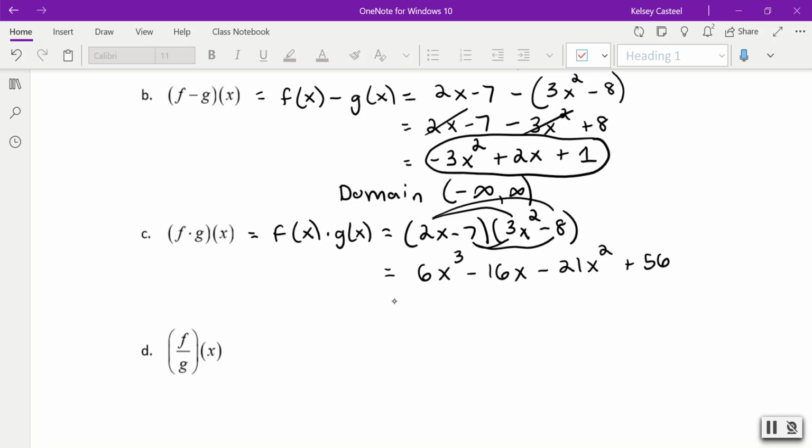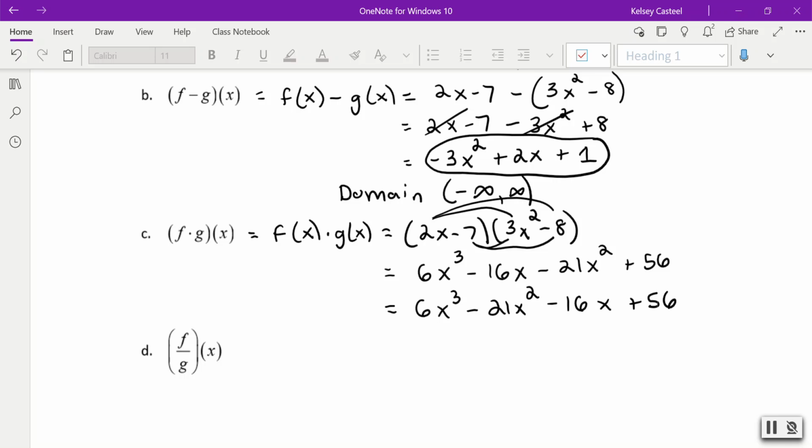Okay. And again, because this is a polynomial, we will go ahead and list them by decreasing exponent. So we have 6x cubed minus 21x squared minus 16x plus 56. You also could have left it just as it was without the terms being in decreasing order of degree, but it's up to you.